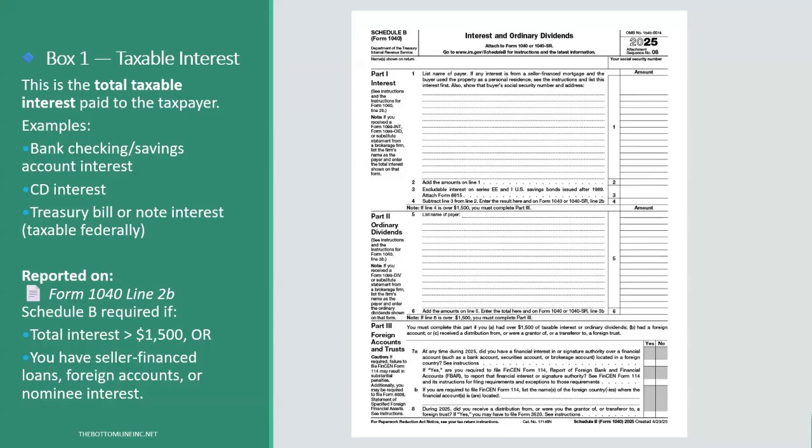And this is your Schedule B. This form will get attached to your 1040. So if your total interest is more than $1,500, you have to fill out a Schedule B. If you receive $57 from interest on a bank account, you put that on your 1040. You don't have to fill out a Schedule B. Most treasury bills and notes are taxable to the federal and often not taxable to the state.